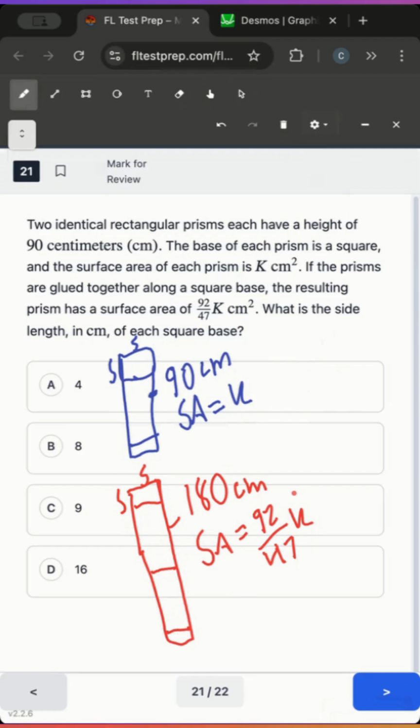All right, can we see what variables these have in common? Well, they have the side in common and they have the K in common. These are the clues of the SAT. You can't pass these up.